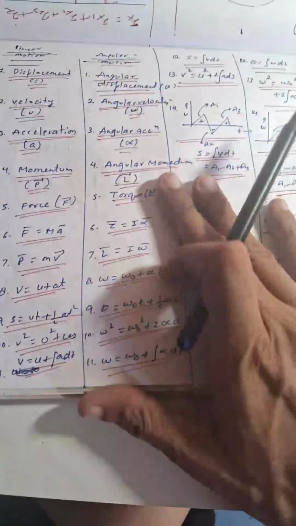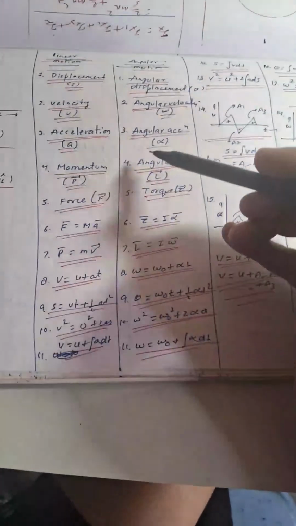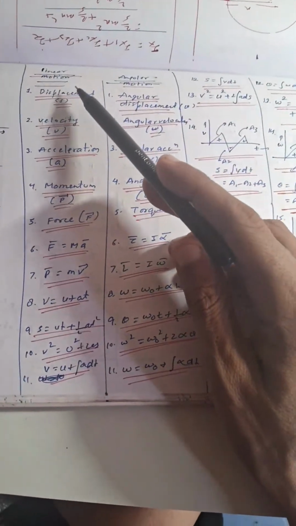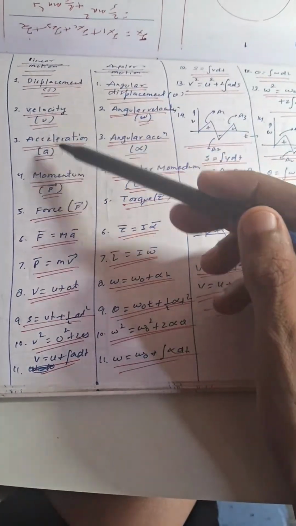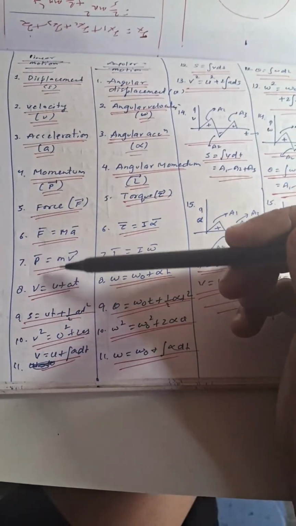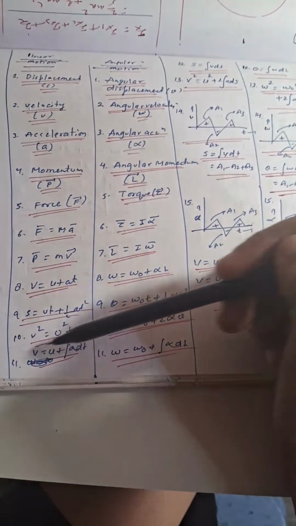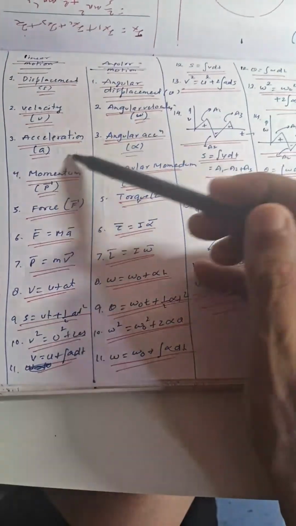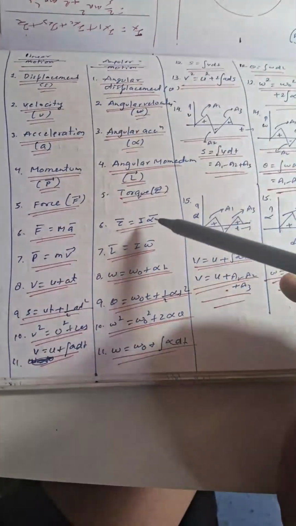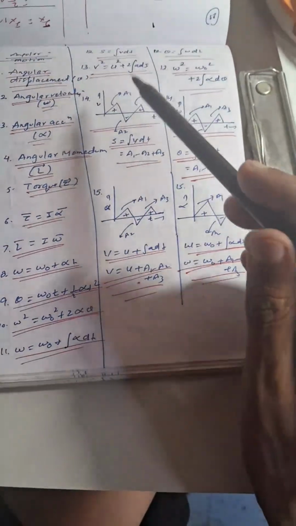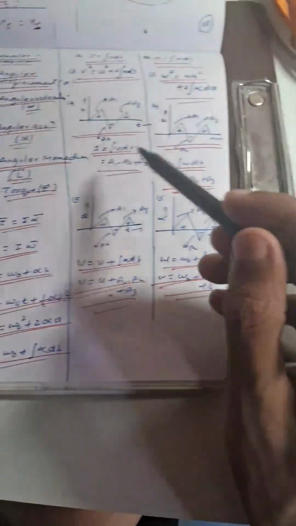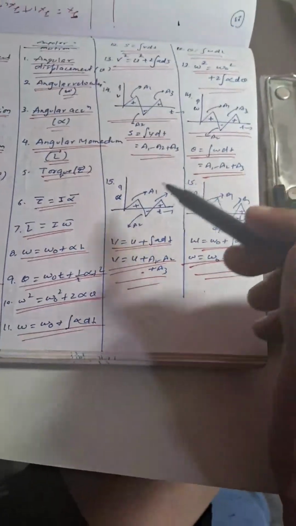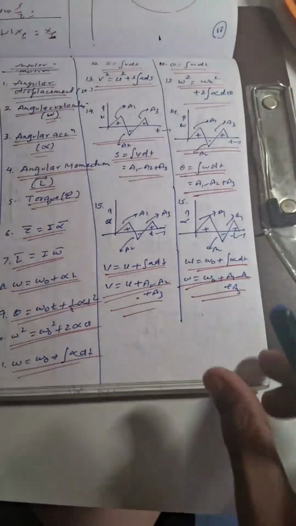And then we have a table based on the relation between linear and angular motion, comparison of different points like displacement, velocity, acceleration, momentum, force, first equation, second equation, third equation, and their analogy in rotational or angular motion. So these are the various equations which map between linear and angular equations. So you can say that using the same results we can solve questions of straight line as well as circular motion.